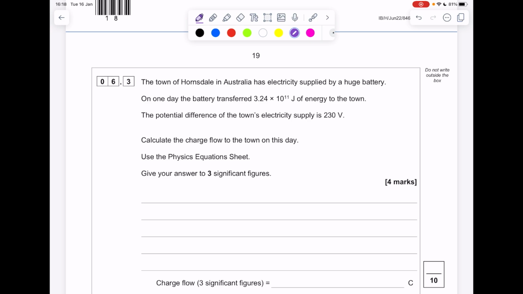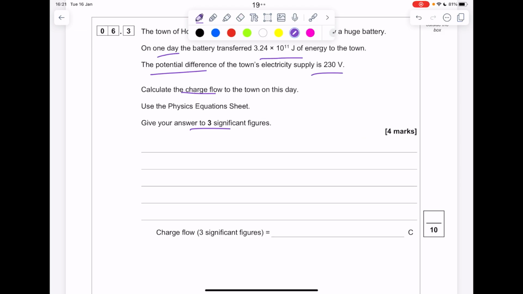The town of Hornsdale in Australia has electricity supplied by a huge battery. On one day, the battery transferred this many joules of energy. The potential difference is 230 volts. Calculate the charge flow. Give your answer to 3 sig fig. The equation we need is E = VQ. Don't worry about rearranging if you don't want to.